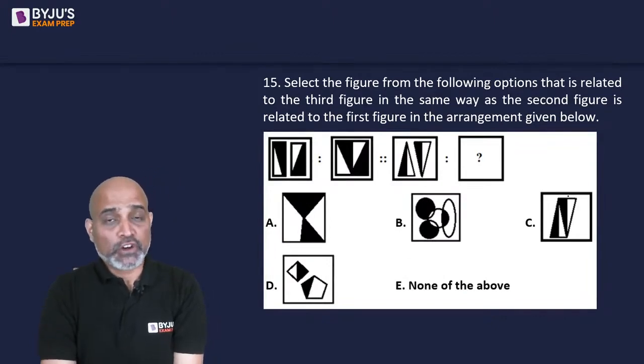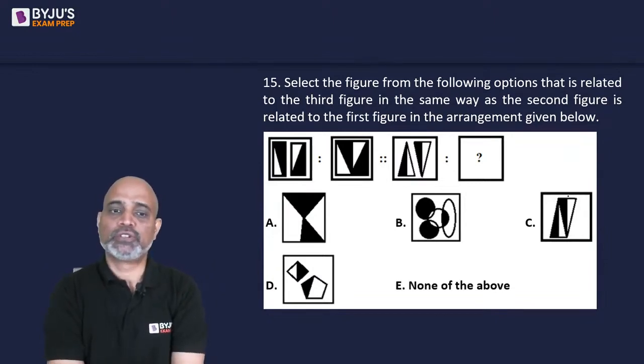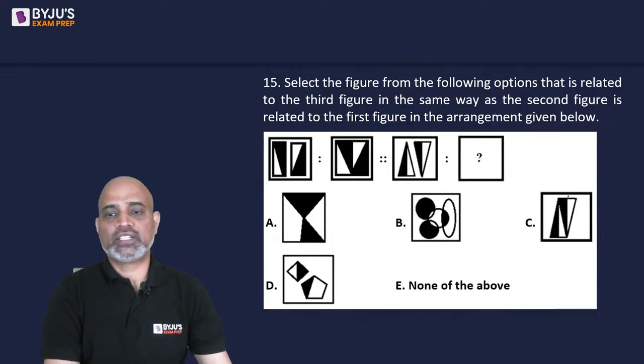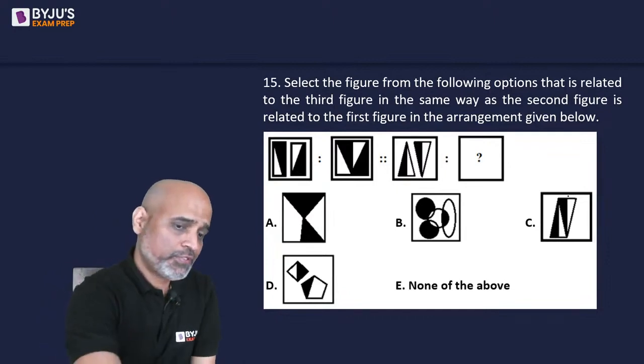Select the figure from the following options that is related to the third figure in the same way as the second figure is related to the first figure. We have done similar questions before. तो ये अब क्या चल रहा है? बहुत सिंपल है. आई बिलीव आसान सा दिख रहा है.